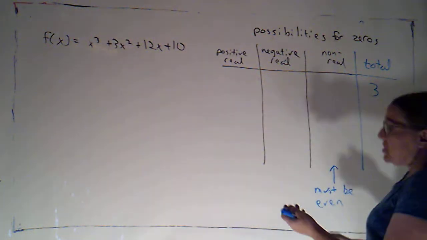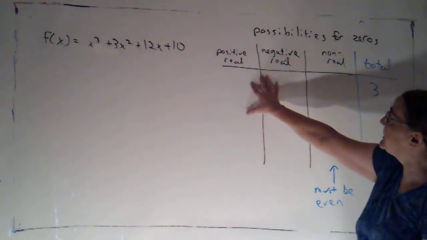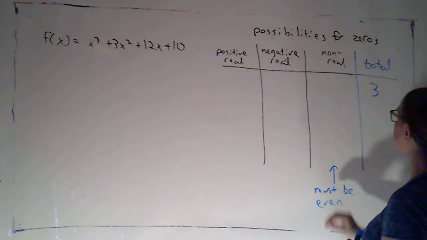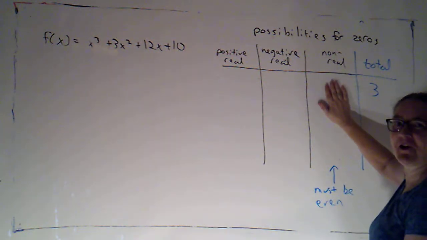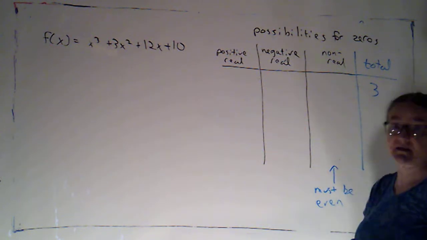Okay, so let's use Descartes' rule of signs. Basically what I'll do is I'll list the possibilities for the positives and the negatives, and then if they don't already add up to 3, I'll fill in the remainder with non-real ones. If I don't get an even number here, that's going to tell me that I made a mistake somewhere.